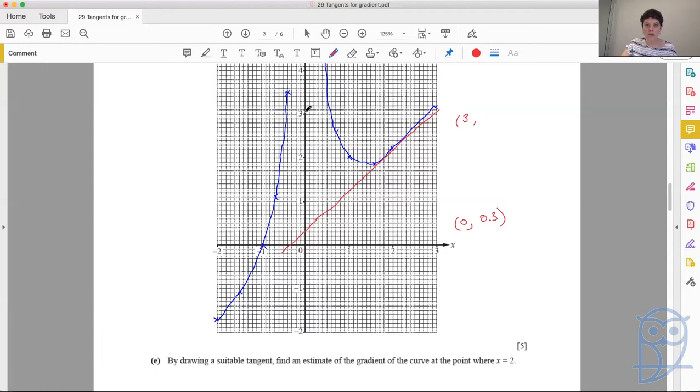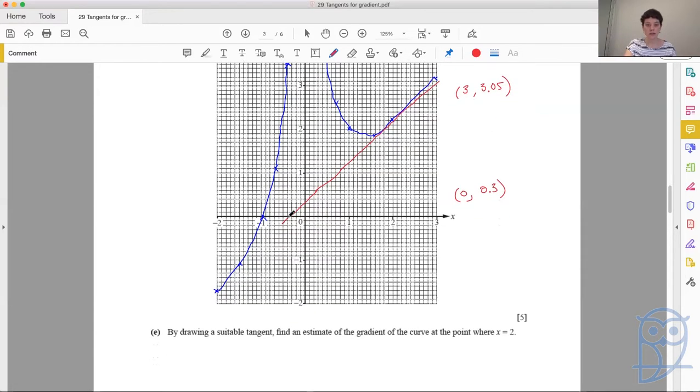So it's between 3 and 3.1, so 3.05. Now, if you picked different coordinates on this tangent, you would actually get the same answer because it's a straight line. So remember, the gradient is the same wherever you are on that line. So if you don't like my points, you like some other points, go ahead and use them. As long as they fall on this line, we're good to go.